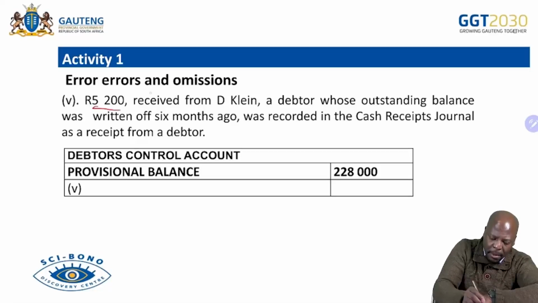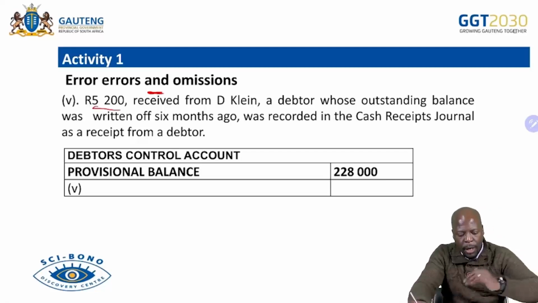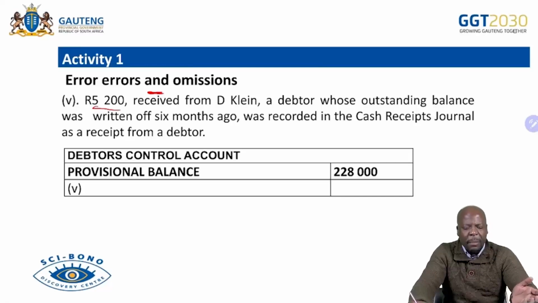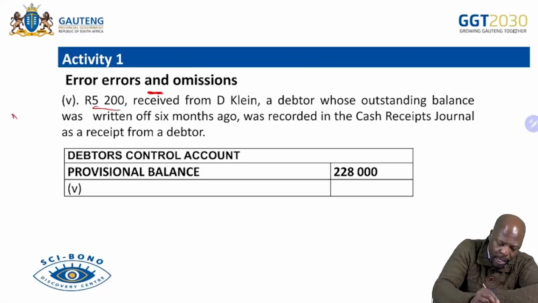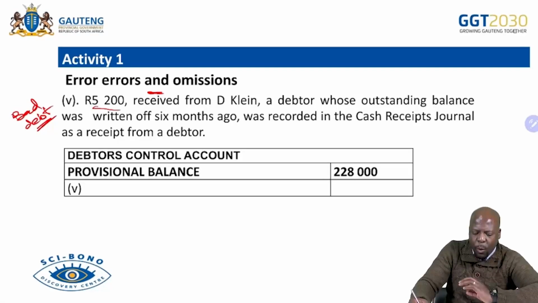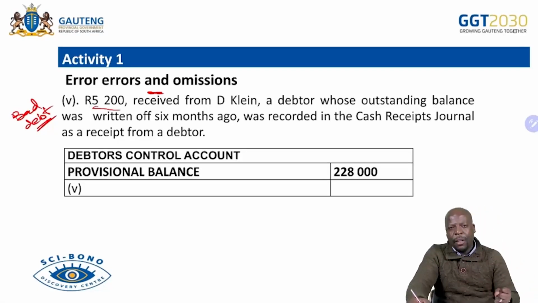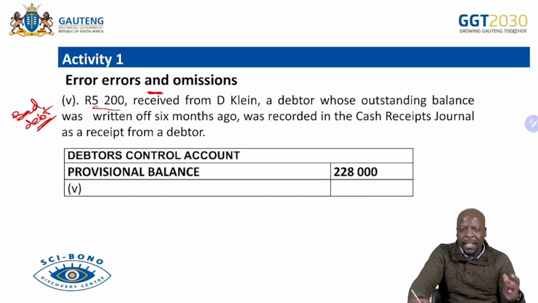Once we receive it, remember, the sign will be a minus. I want you to get it there. If we receive 5.2 from a debtor D-Claim whose outstanding balance was written off, it simply means we had declared him a bad debt. It was written off as a bad debt 6 months ago. When we received the amount, we were supposed to record it as bad debts recovered, but we made an error. We did not record it as bad debts recovered.